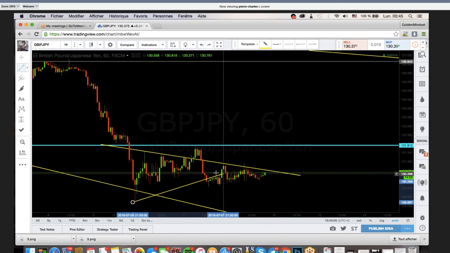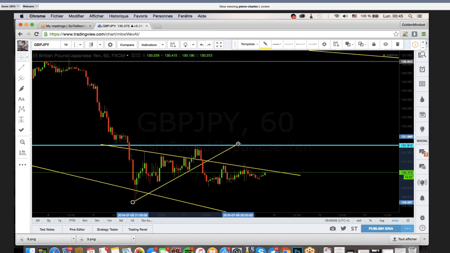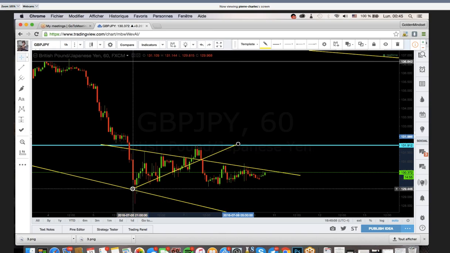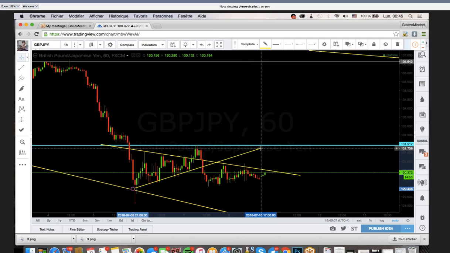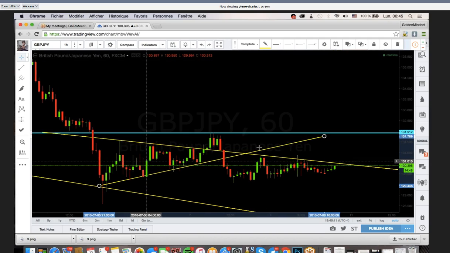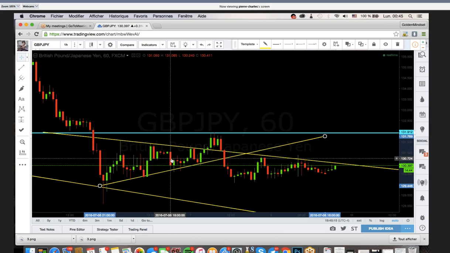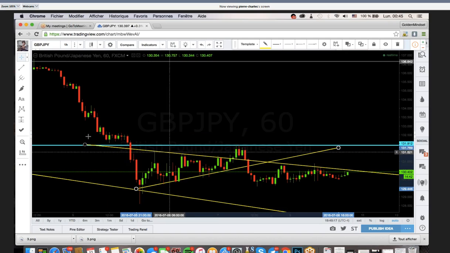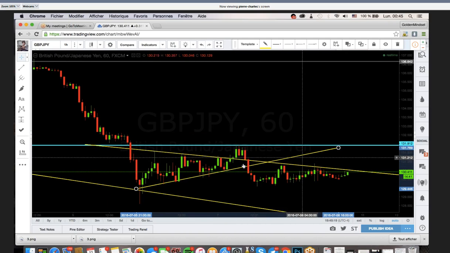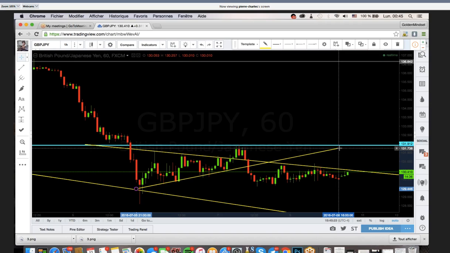For example, look. I will take an example in the past. Look over here. We see a beautiful triangle, right? It's going up, it's going down, it's going up. It's stuck between two trend lines. One day or other, it's going to break on one side.